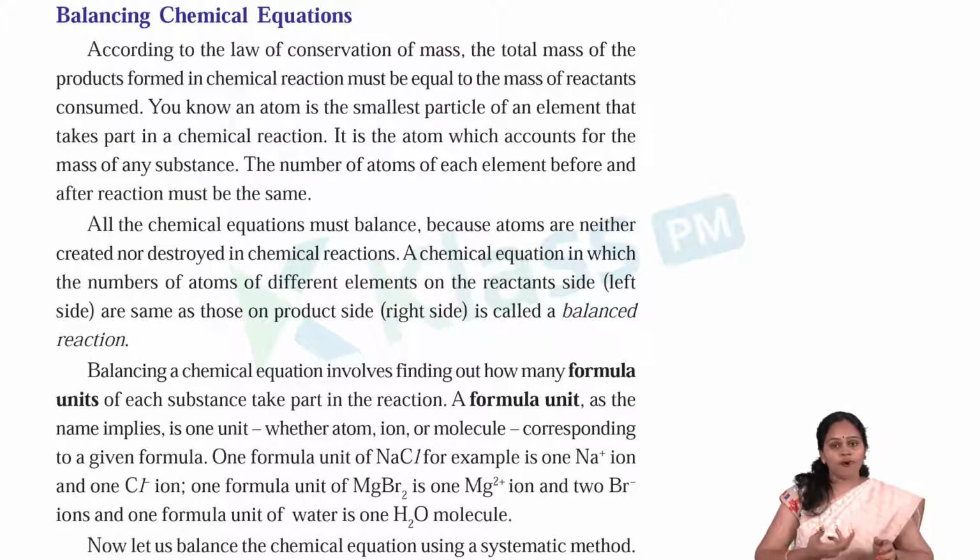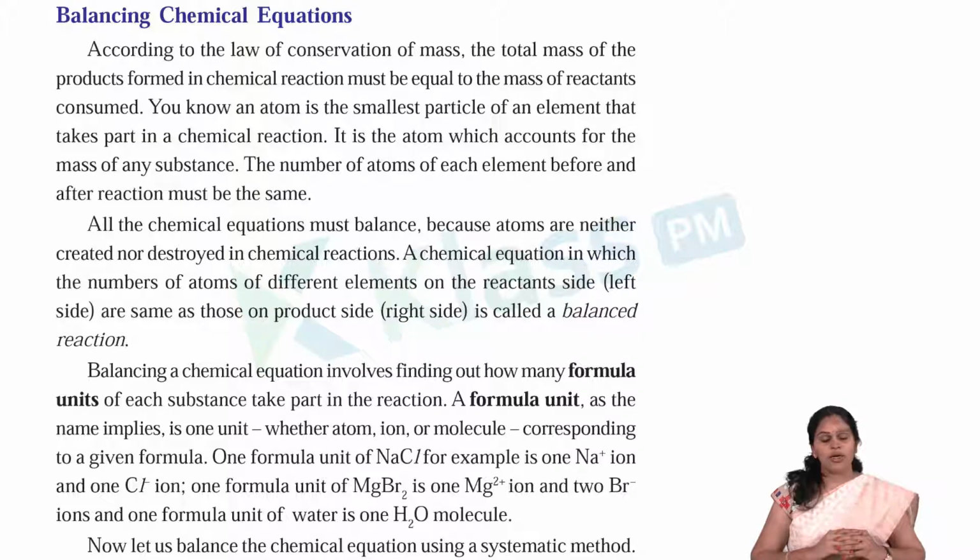That is nothing but a formula unit. One formula unit of MgBr2 is 1 Mg2 plus ion and 2 Br minus ions, and one formula unit of water is 1 H2O molecule. That is, it is a molecule. We cannot differentiate that one as an atom, that is hydrogen atom. We need to consider it as H2O molecule.